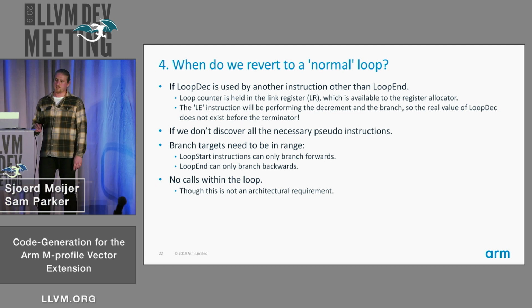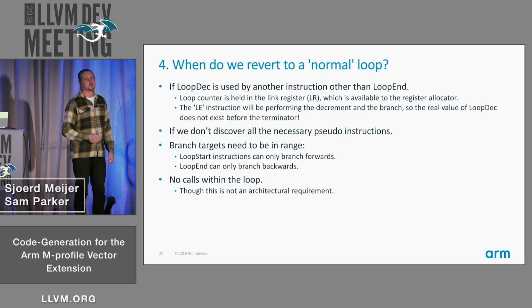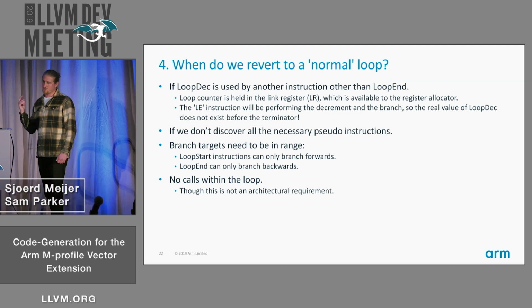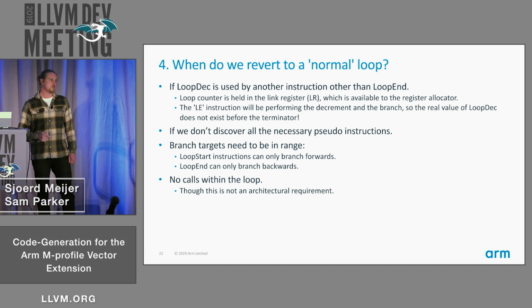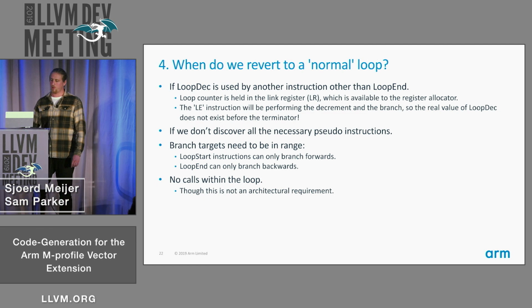We also check that there's no calls within the loop. Like I said, we use the link register as our loop counter register. So that's going to get trashed whenever we make a call. The architecture is quite nice. It doesn't require us to do this, but we know we're not going to get any speed improvement from our loop. So we revert there.